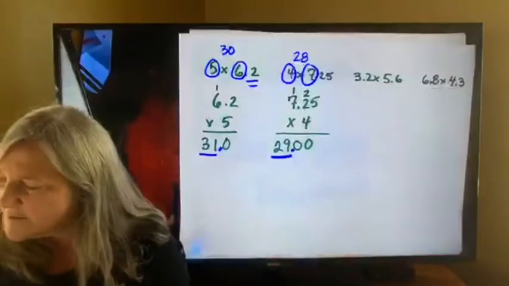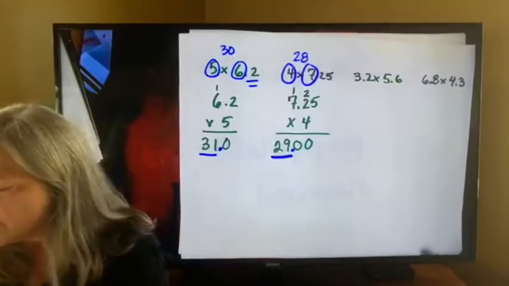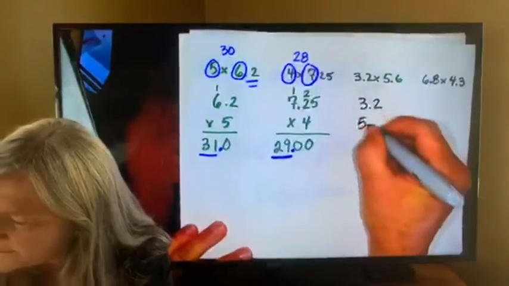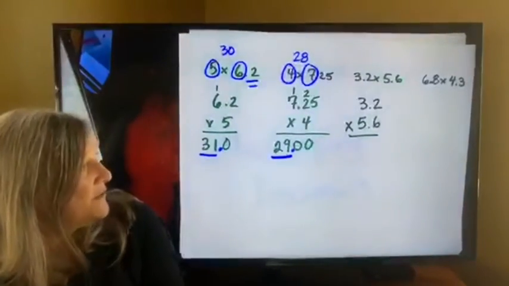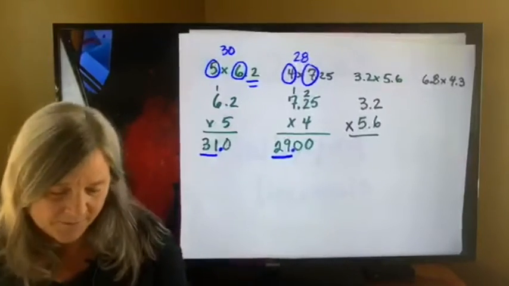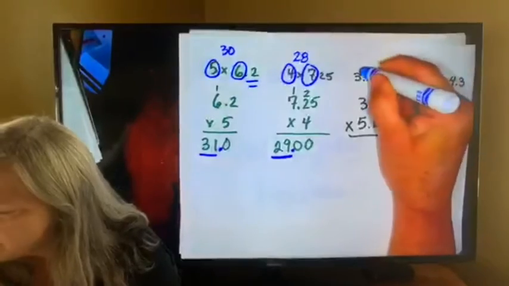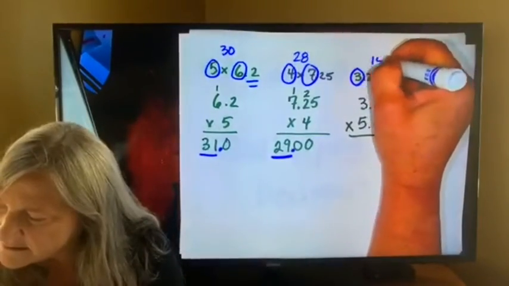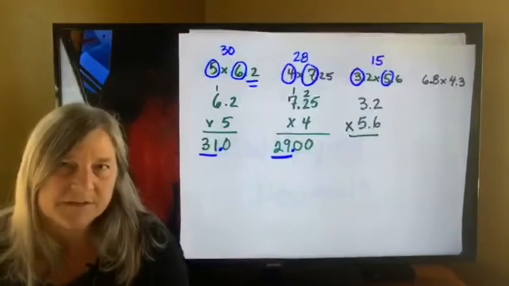So this one, let's look at this one. We have a whole and a part, because we have two numbers that have decimals in them. So we're going to say 3.2 times 5.6. Now let's do what we've done before. Let's just look at the whole numbers and get a number. So we have 3 times 5, and 3 times 5 is 15. So we know our answer is going to be somewhere around 15.